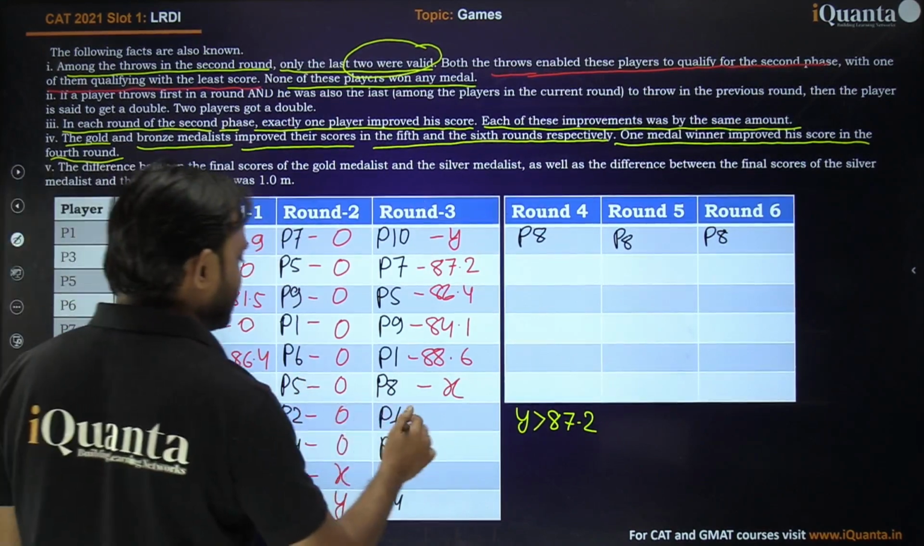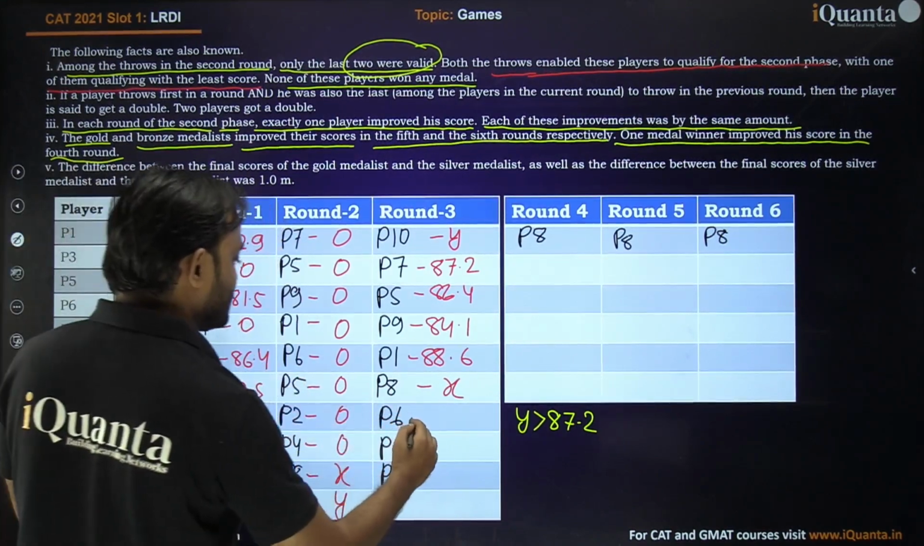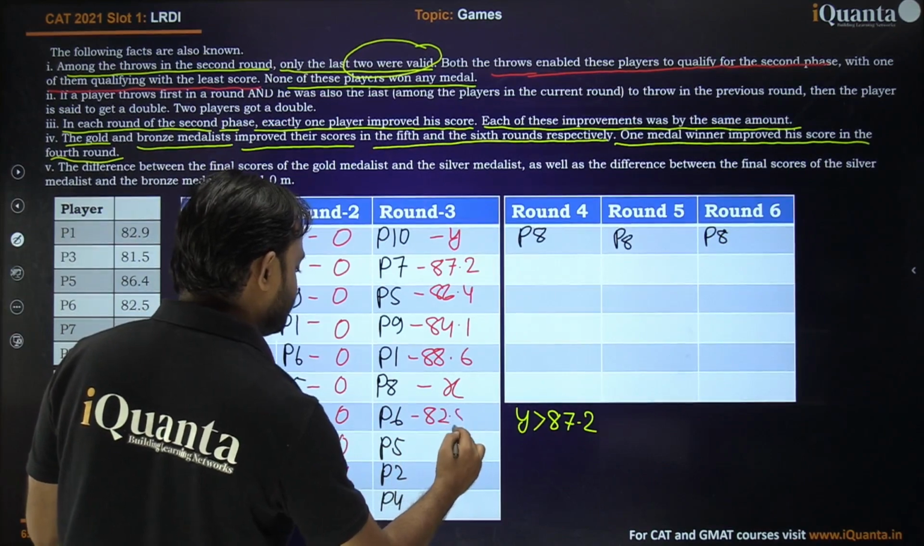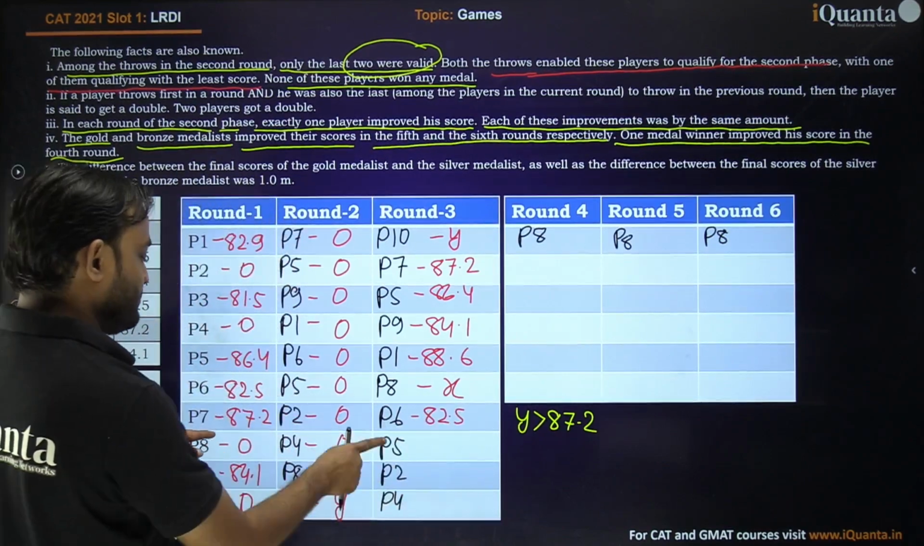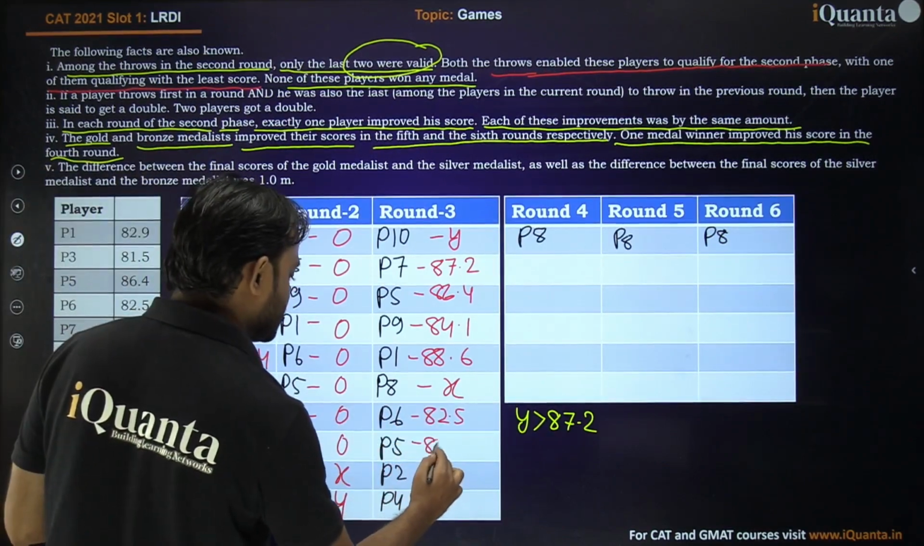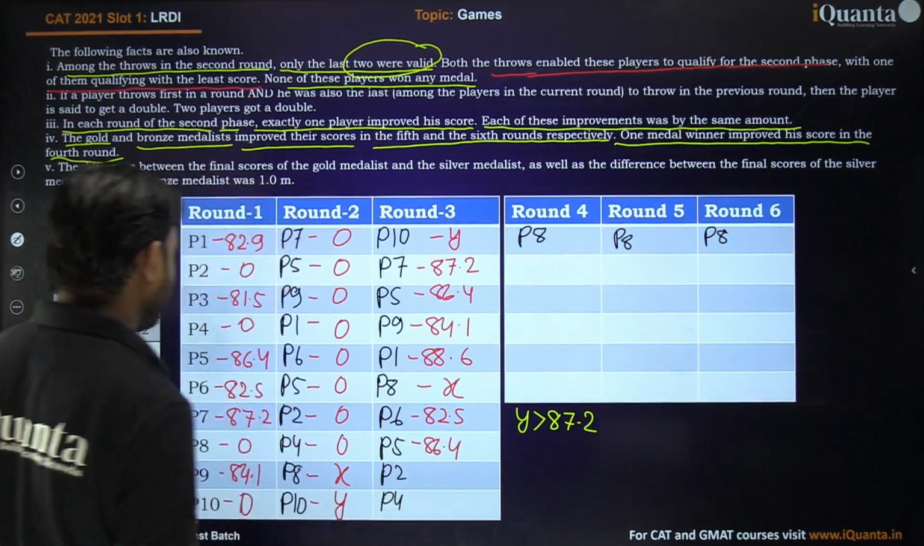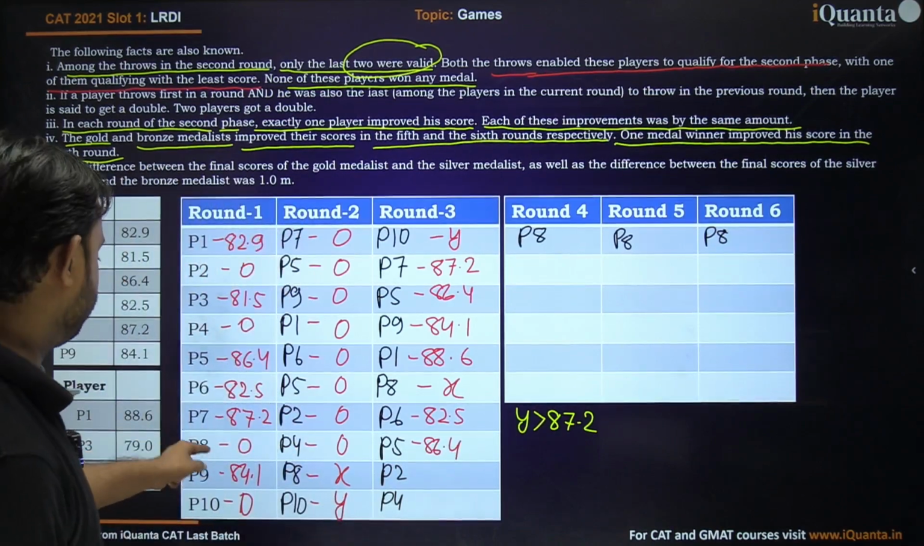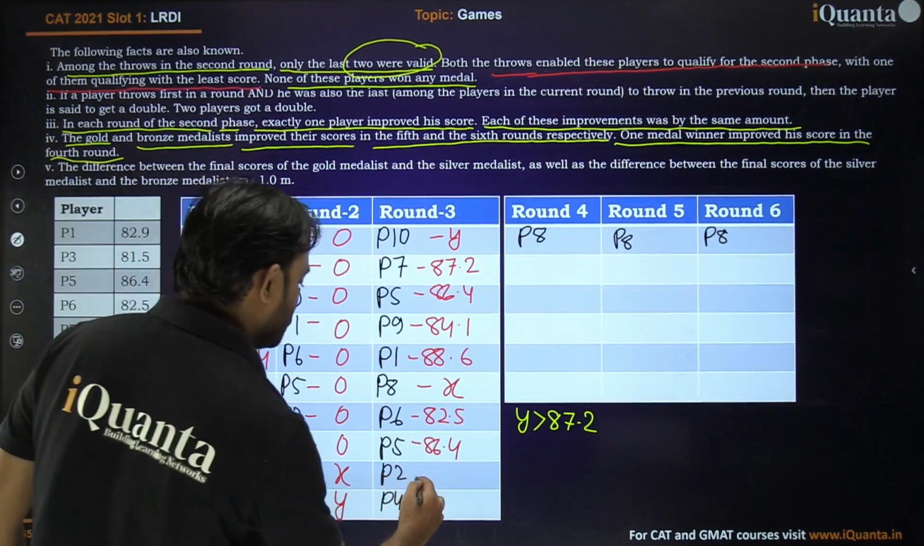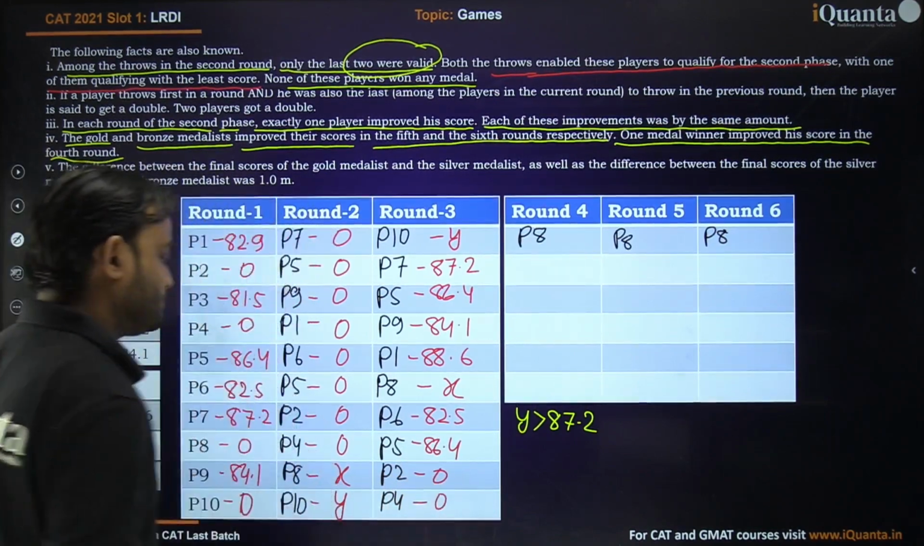What about P6? So P6 got 82.5. Then P5 got 86.4, okay, and then P2 got 0, P4 got 0.